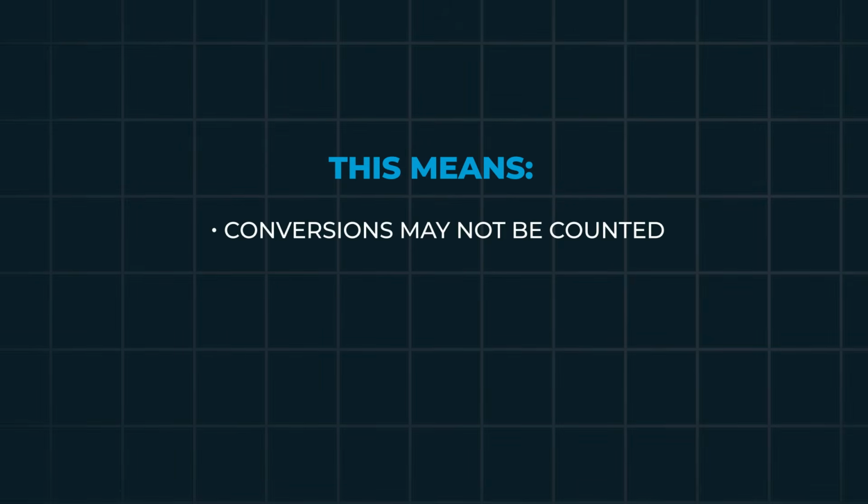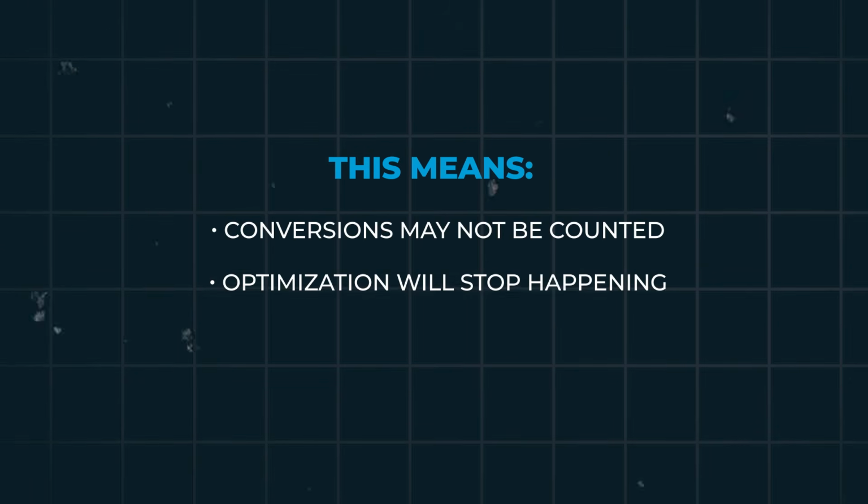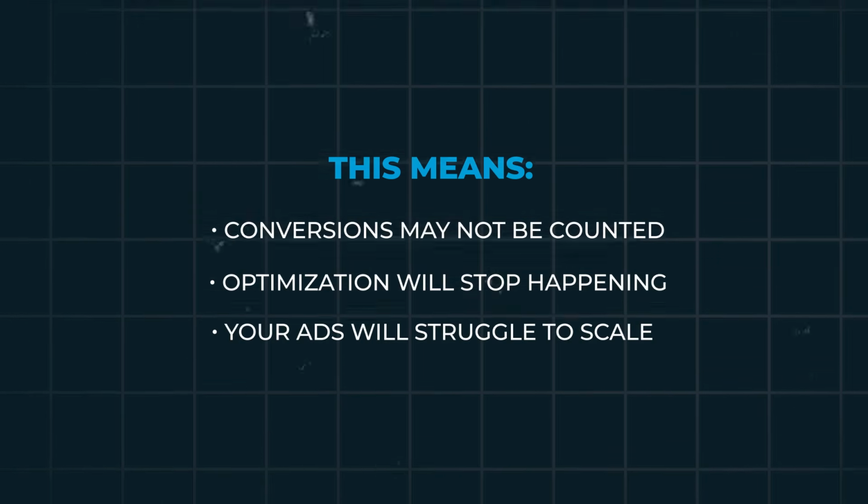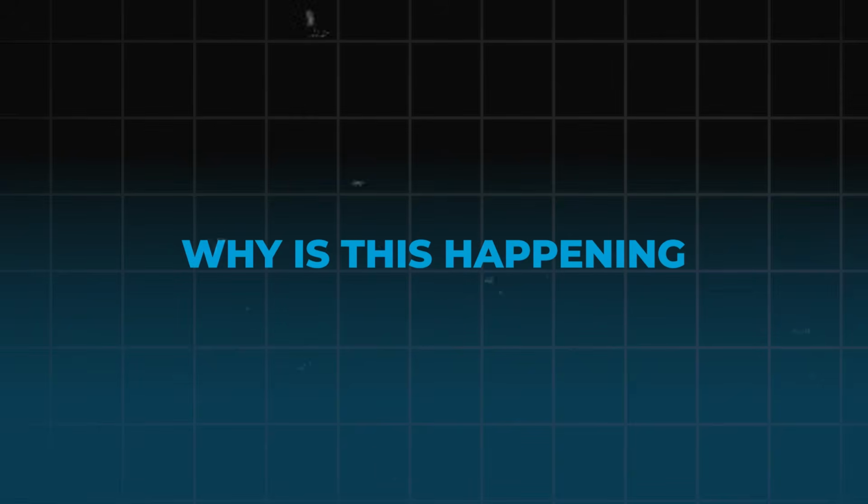If a domain is not on the allow list, Meta will not accept tracking data from it, even if the pixel is installed. This means conversions may not be counted, optimization will stop happening, and your ads will struggle to scale. So you might be thinking, why is this happening in the first place?